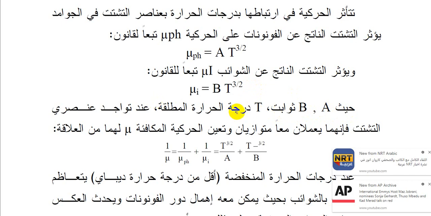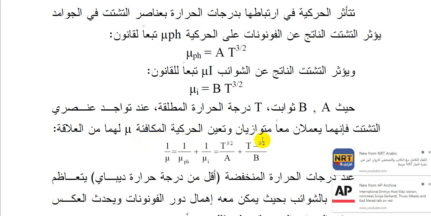T is the absolute temperature. T is the absolute temperature. When both elements of dispersion coexist, they work in parallel to assign the equivalent mobility.